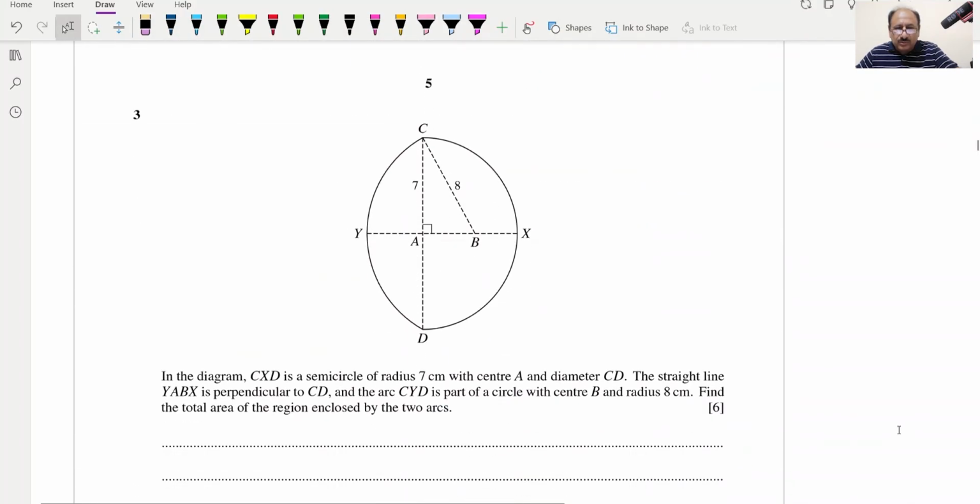Now we can move to question number 3. Question number 3, the diagram is provided. CXD is a semicircle of radius 7. So this is a semicircle CXD of radius 7. This radius is 7. So we can shade this circle. So this will be a circle with radius 7.